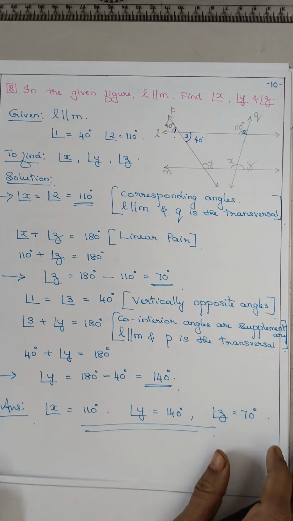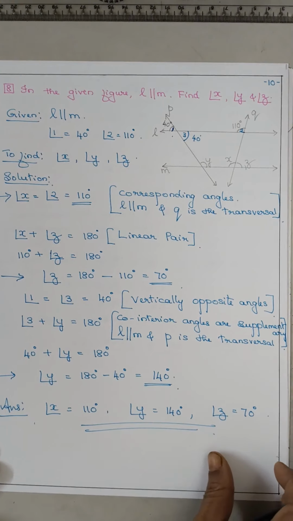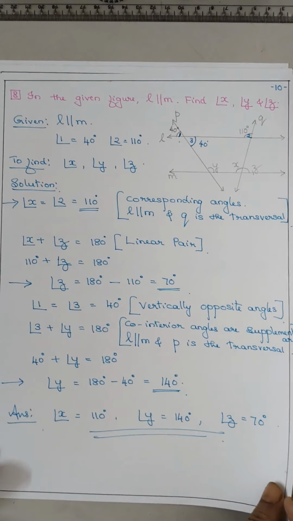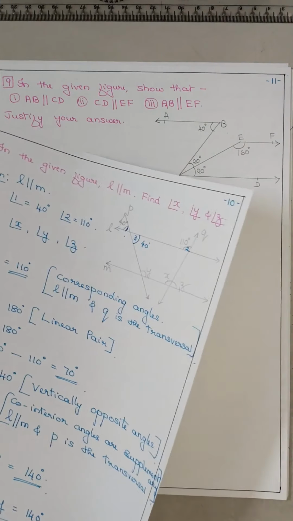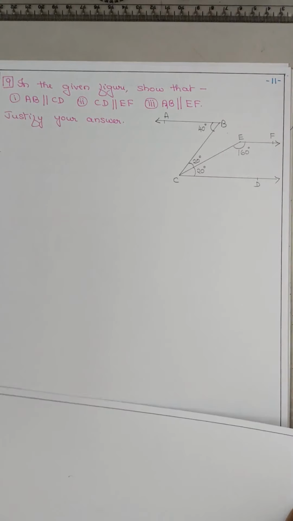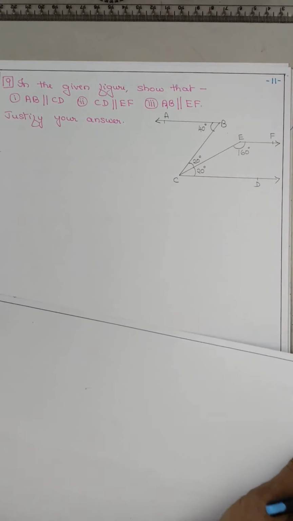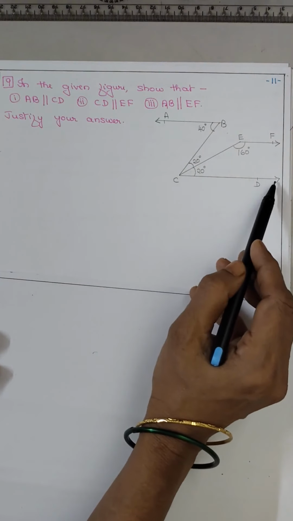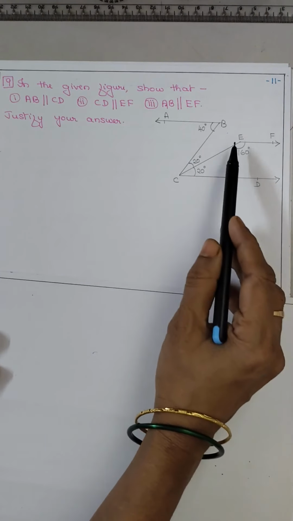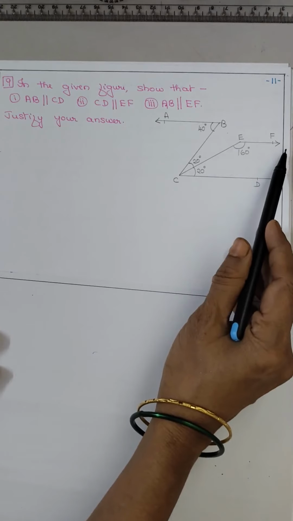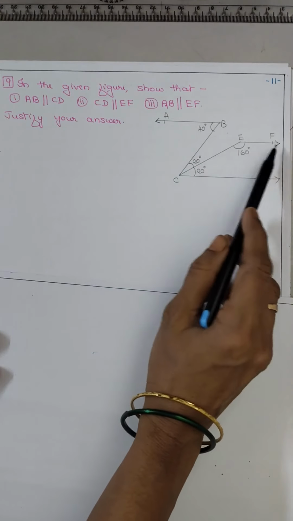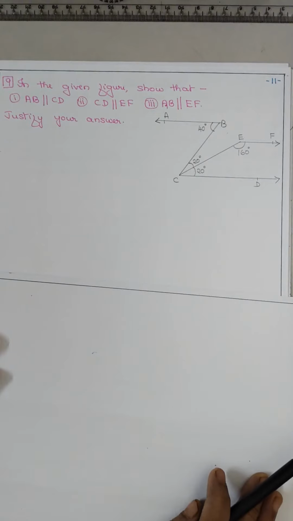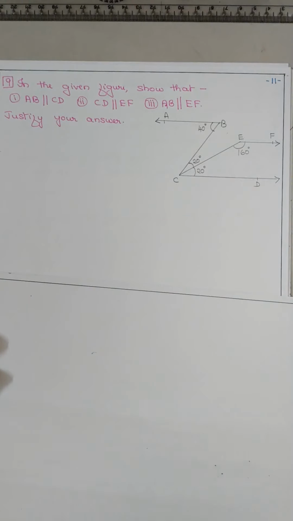So you have understood the 8th sum. Now coming to the 9th sum. In the given figure, show that AB is parallel to CD. AB is parallel to CD and CD is parallel to EF, and third is AB is parallel to EF. Justify your answer means you have to give the reason.